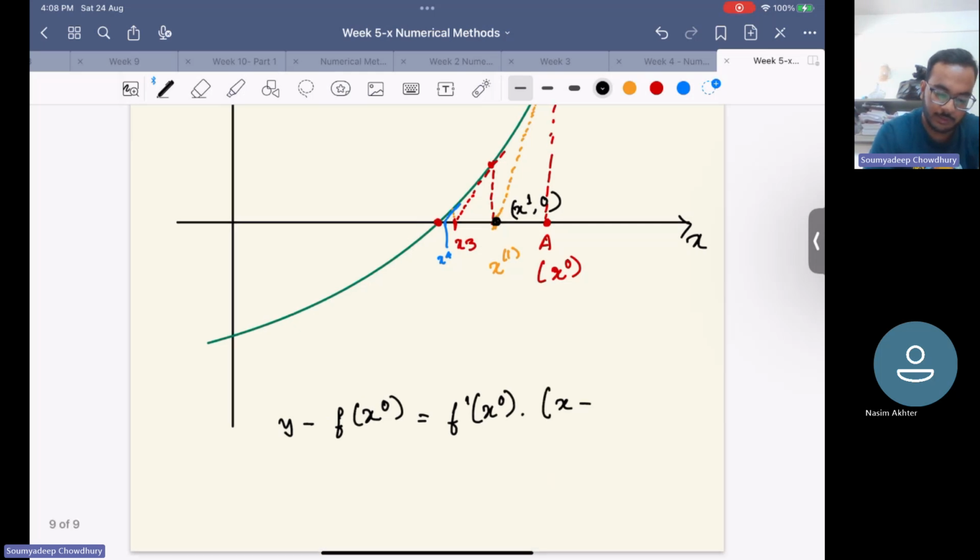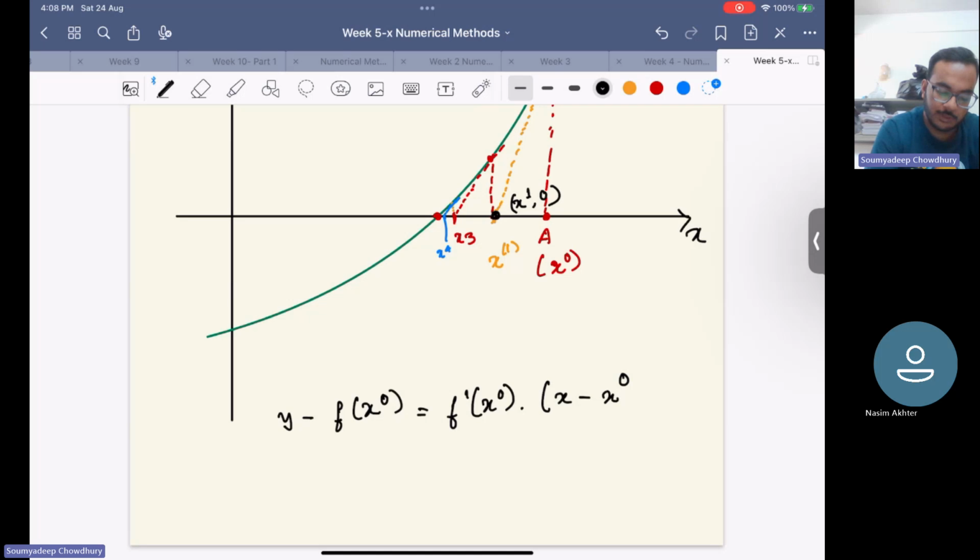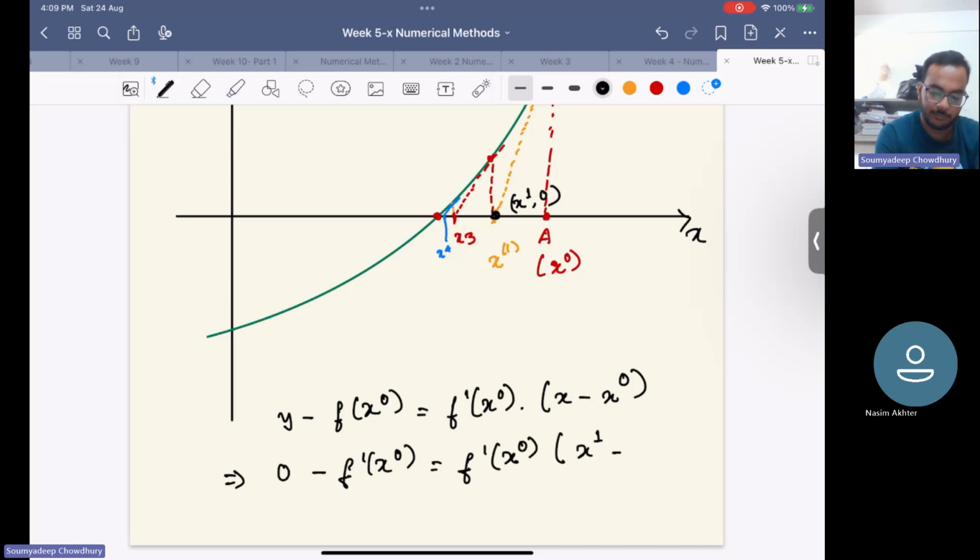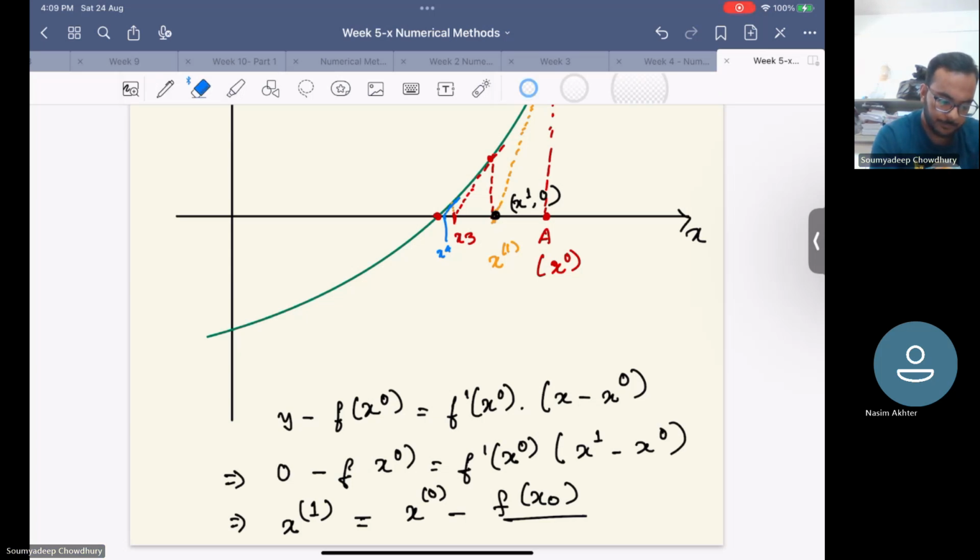M x minus what is x1? It is x0. So this is your equation of the tangent. So now we want to find out x1, right? So at x1, value of y is 0, correct? So we'll substitute in this equation y equal to 0 minus f of x0 equal to f dash of x0, and x is basically x1, right? So from this, if we find out x1, it is basically x0 minus f of x0 by f dash of x0.